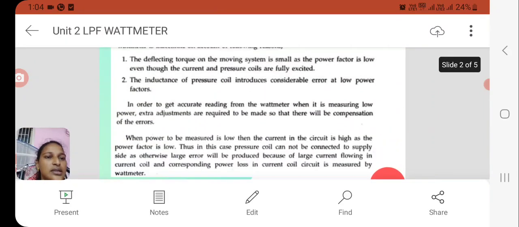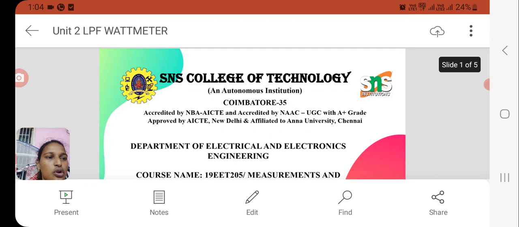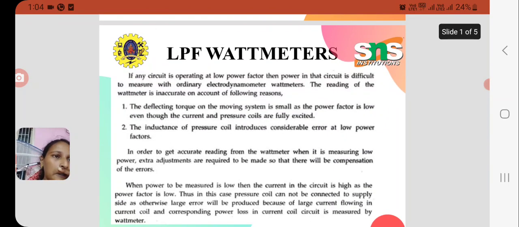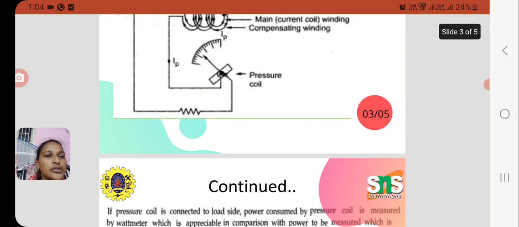So this is the construction and working of an LPF wattmeter. Hope you have got a clear understanding about LPF wattmeters, which are very similar to, or you can say a modification of, EDM wattmeters.